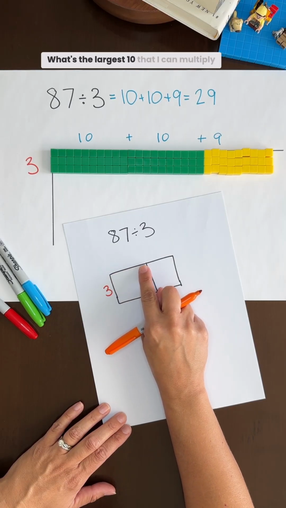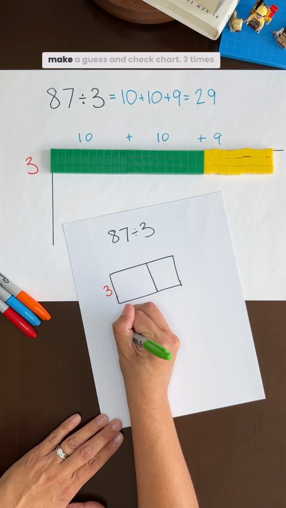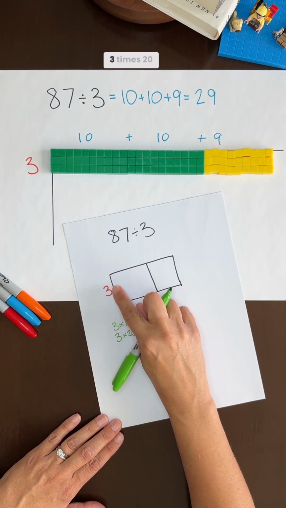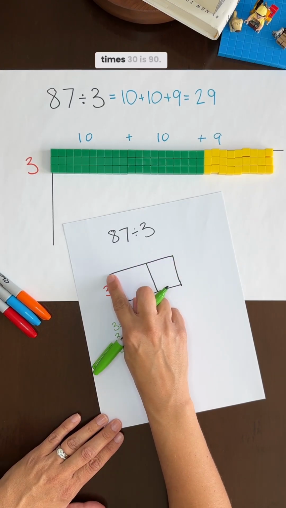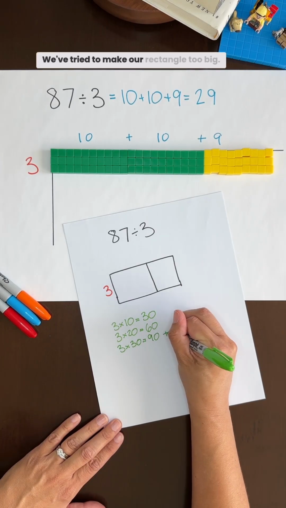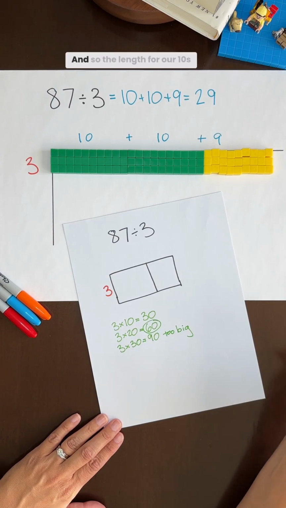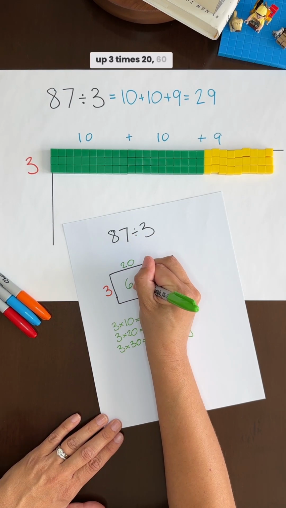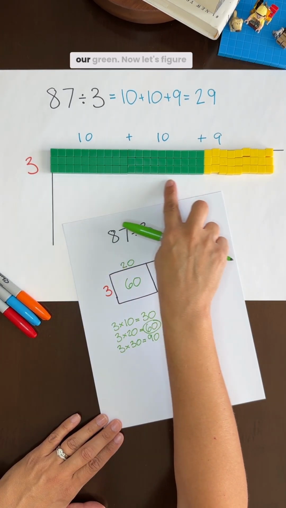What's the largest 10 that I can multiply by 3 and still have it be less than 87? We make a guess and check chart. 3 times 10 is 30. That's less than 87. 3 times 20 is 60. Okay, that still works. 3 times 30 is 90. Okay, that is larger than 87. We've tried to make our rectangle too big. We go back to the last number that worked, which was 60. And so the length for our tens is 20, and we have used up 3 times 20, 60 of our unit blocks so far. And that's exactly what we see up here in our green.